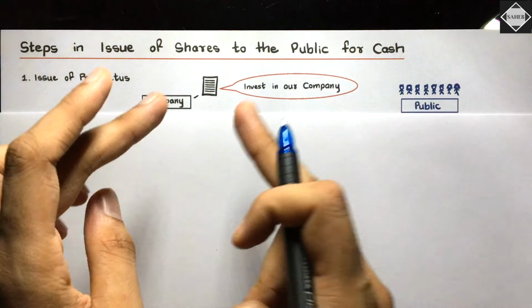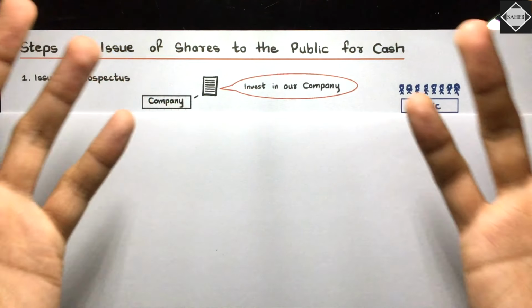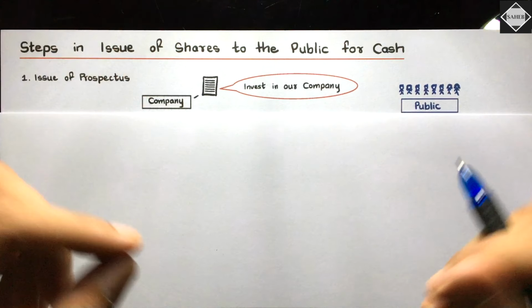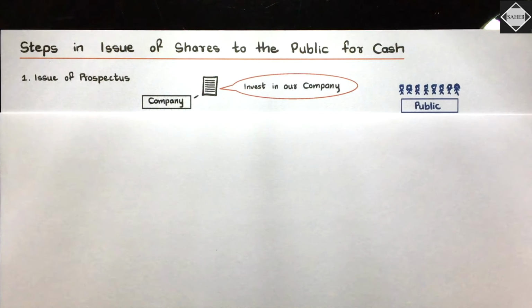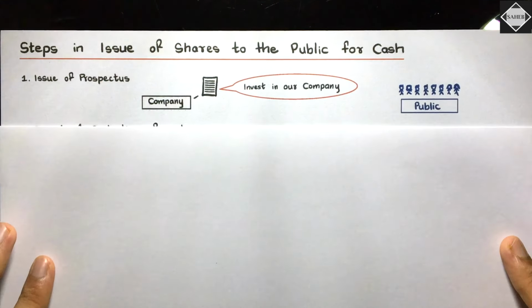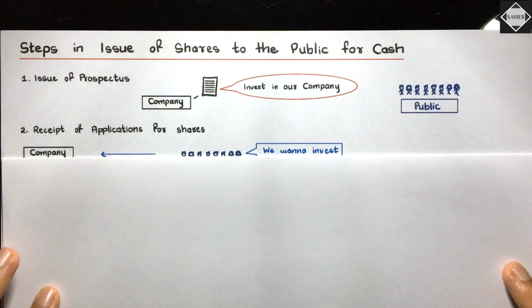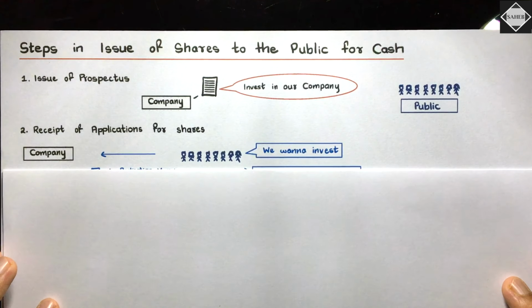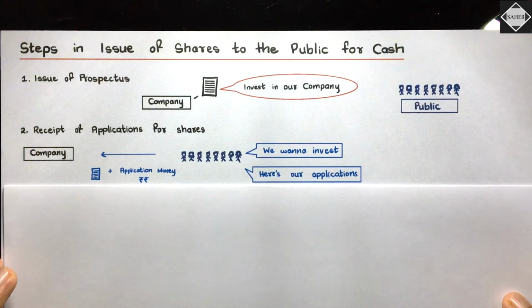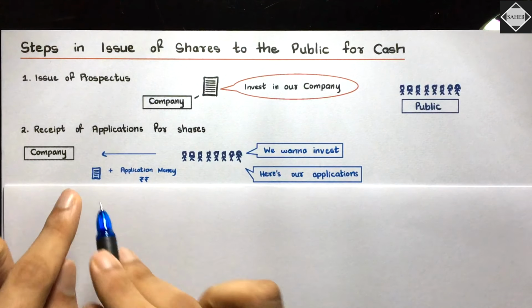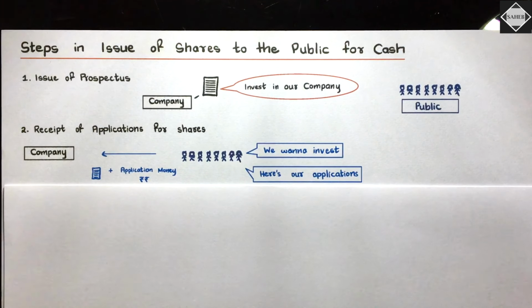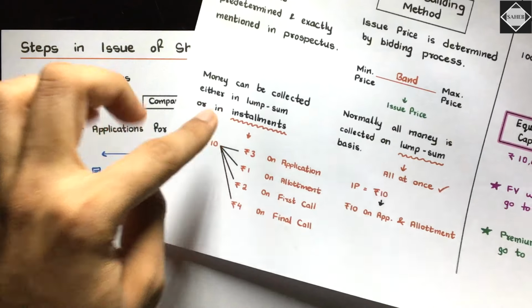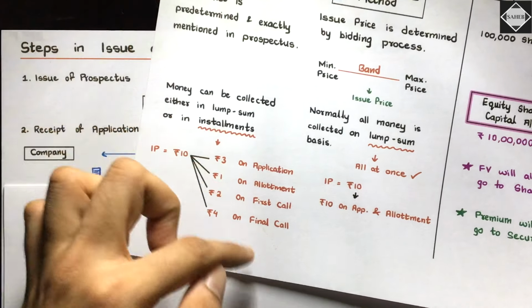So basically in this document we are saying, please people invest in our company, give us money, we are going to give you shares. Then people will be ready to invest in our company. People are saying we want to invest. Here are our applications. So they will send us applications along with the application money. The same example I have taken, the installments one. Money is coming in stages, in installments.